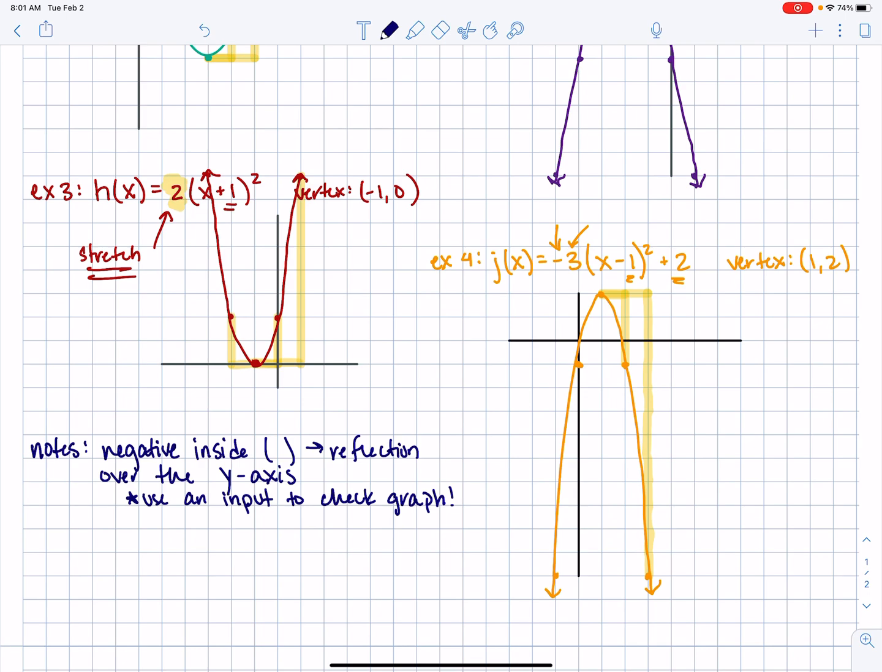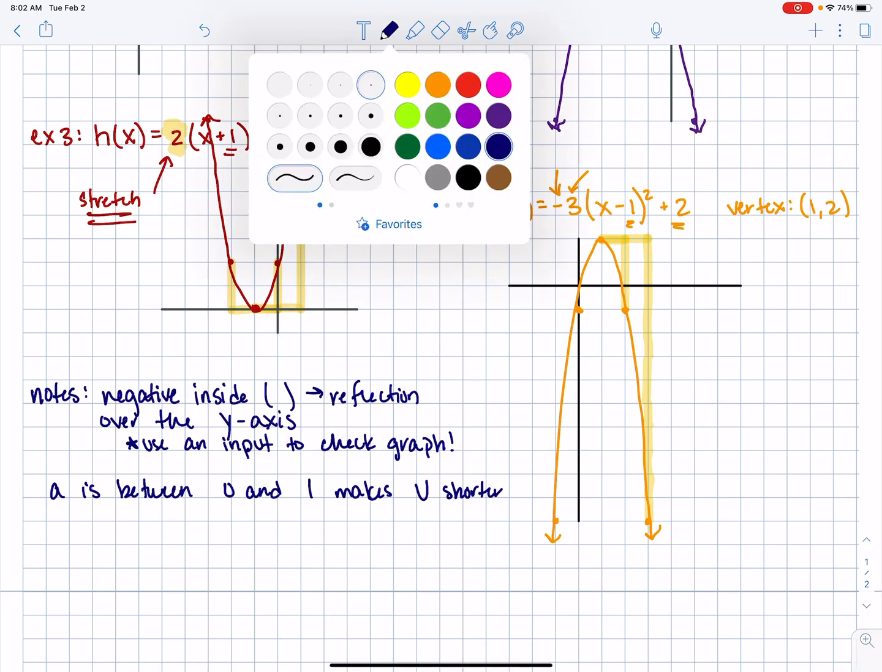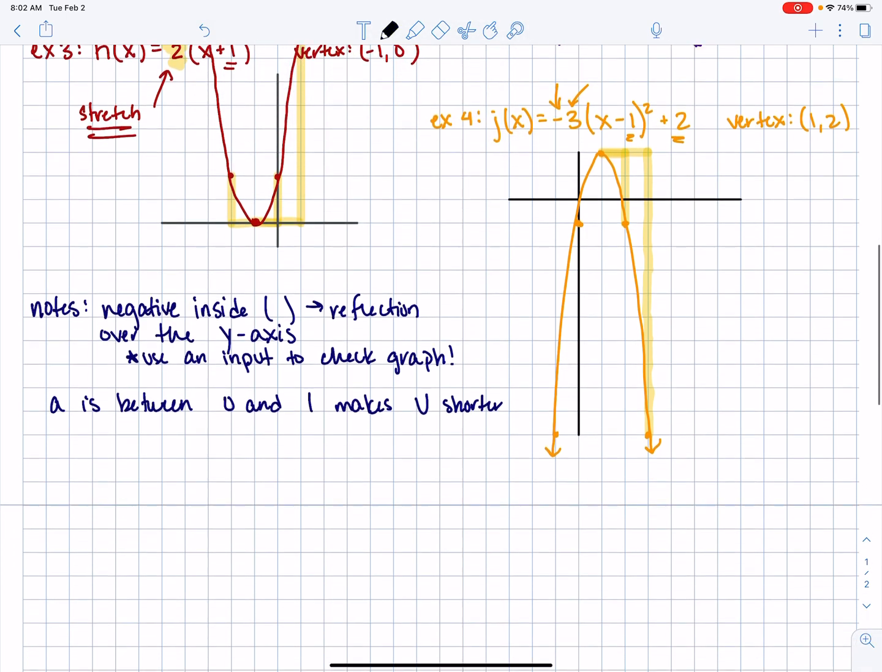And we didn't get to when a is between 0 and 1, it actually makes the parabola shorter. For example here, if I threw these on a quick set of axes, and I just had f of x is equal to 1/2 x squared.